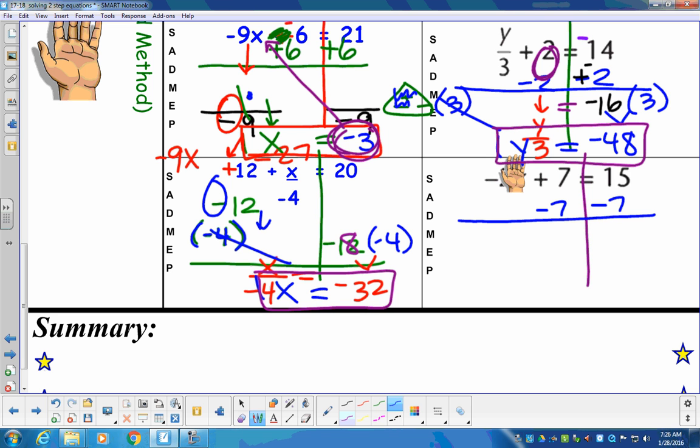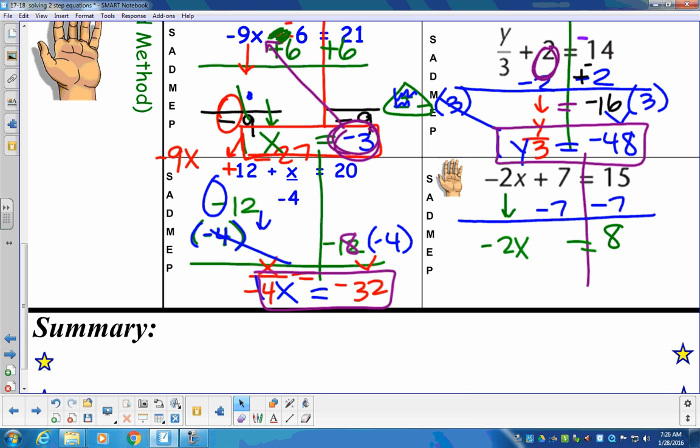Whenever we do a step, we draw a line to separate. Copy, paste. Draw a line. If I haven't used it, I drag it down. We have -2x equals, we have 15 minus 7, which is 8.